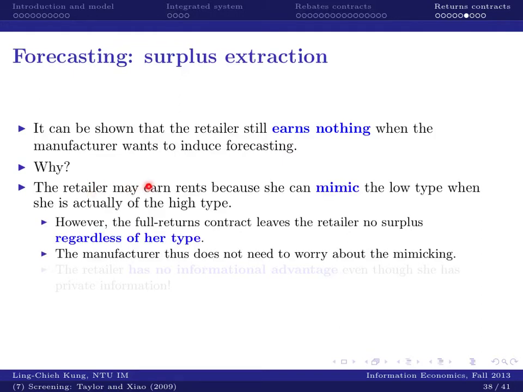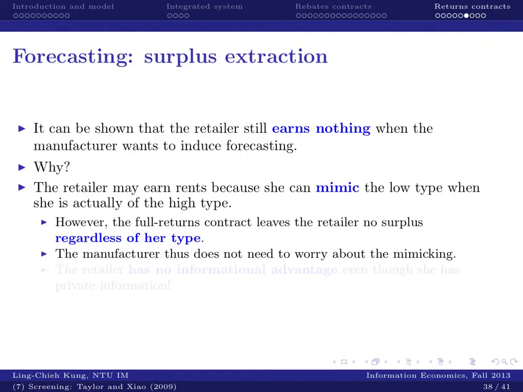The retailer may earn rent, okay, because she has the power to lie. Essentially this is the reason why the retailer may earn some rent. Okay, and this is why under rebates contract the retailer can earn something. However, here the full returns contract gives the retailer no surplus regardless of her type. Okay, think about this again.